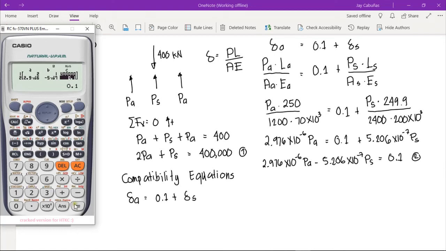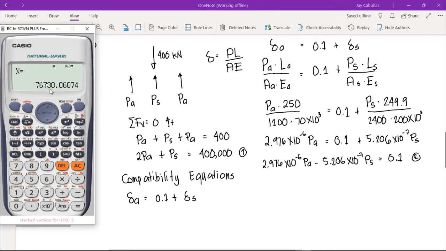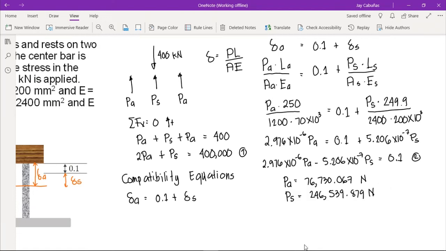Then click the equal button. Then you have here the value of PA, that is the X, that is 76,730.061, and you have the value of PS, that is 246,539.879 Newton. So these are the value of P and PS. So you have the axial force here.